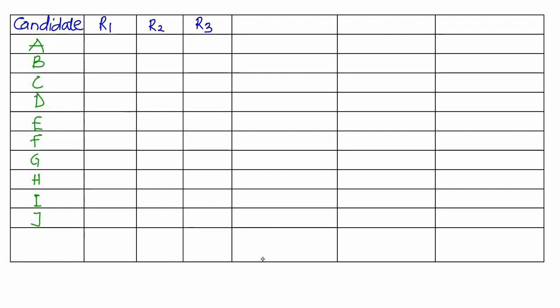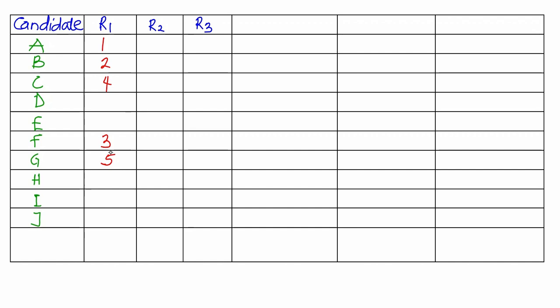So from the ranking, realize that candidate A took the first rank. That was 90, which means we write 1 here. And then candidate B was ranked as the second. Candidate F had the third rank, so write 3. Candidate C had the 4th rank, so write 4. Candidate G had the 5th rank, so write 5.